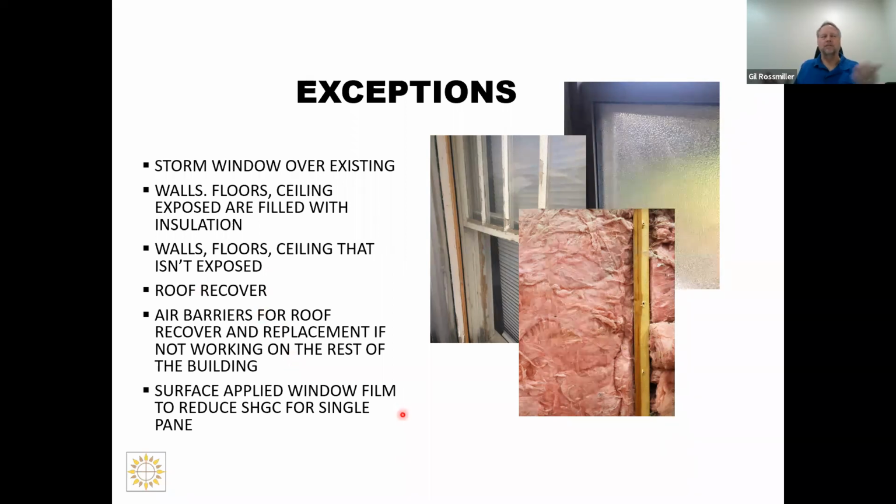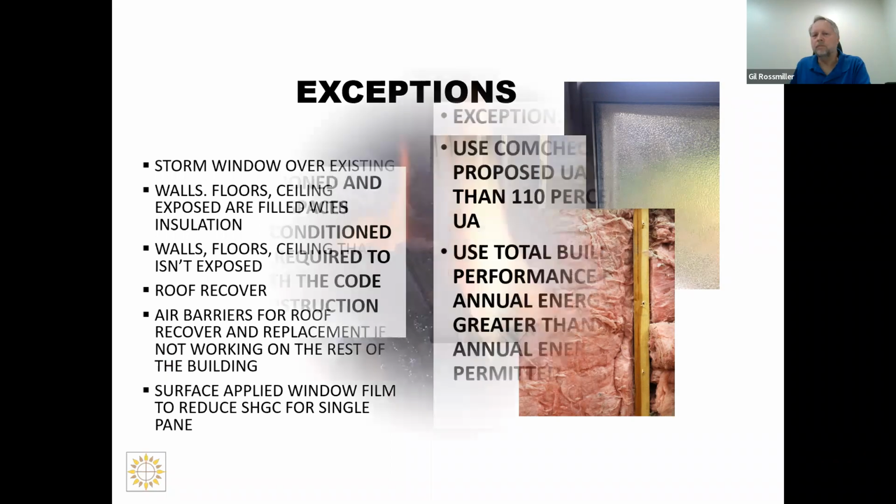Generally those things are reasonably airtight. And then surface applied film, reduced solar heat gain coefficients for a single pane. So if we're just putting on a film, we don't have to worry about it. We're in good shape. Don't have to comply with the code.